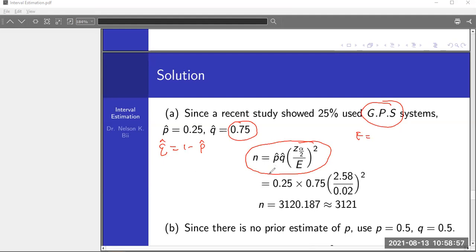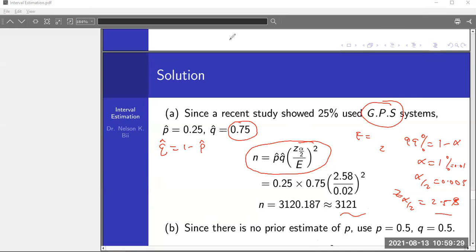So for Z alpha by 2, we talk of 99% confidence. So this is 1 minus alpha, so alpha is 1%, which is 0.01. Alpha by 2 is 0.005. So what is Z alpha by 2? It's 2.58 from the standard normal tables. With this, you can easily estimate how large the sample size should be.